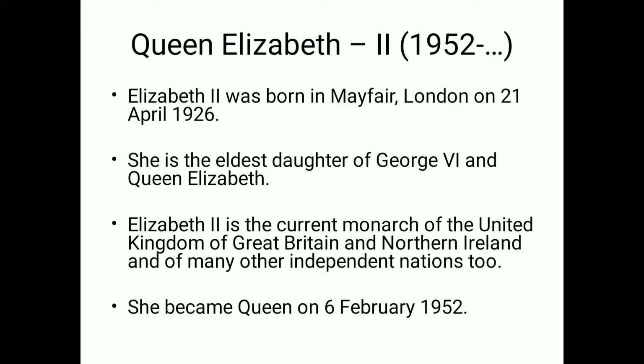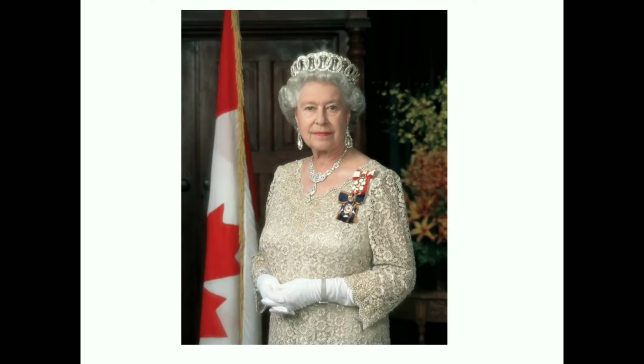Elizabeth II was born in Mayfair, London on 21st April 1926. She is the eldest daughter of King George VI and Queen Elizabeth. Elizabeth II is the current monarch of the United Kingdom of Great Britain and Northern Ireland and of many other independent nations too. She became queen on 6th February 1952. Here's a picture of our queen.